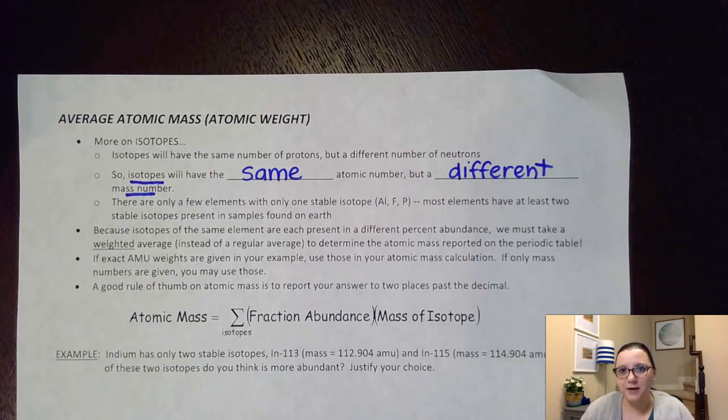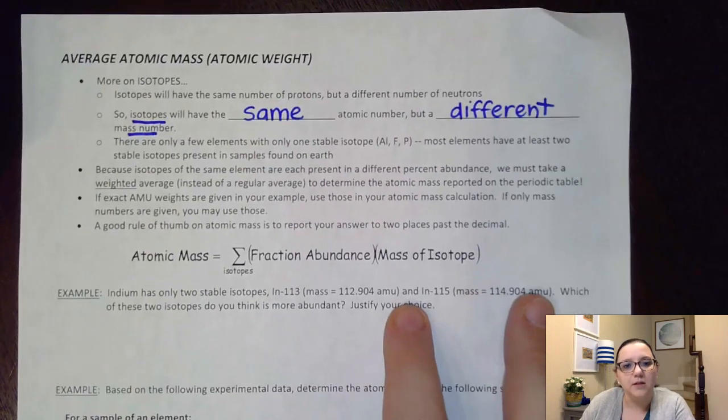Now, we have to be really careful because when we have these percentages and we have these masses, we can't just take a straight simple average. If I have 3 isotopes with 3 mass numbers, I can't just add those 3 together and divide by 3. It doesn't work like that. It has to be done with a weighted average.